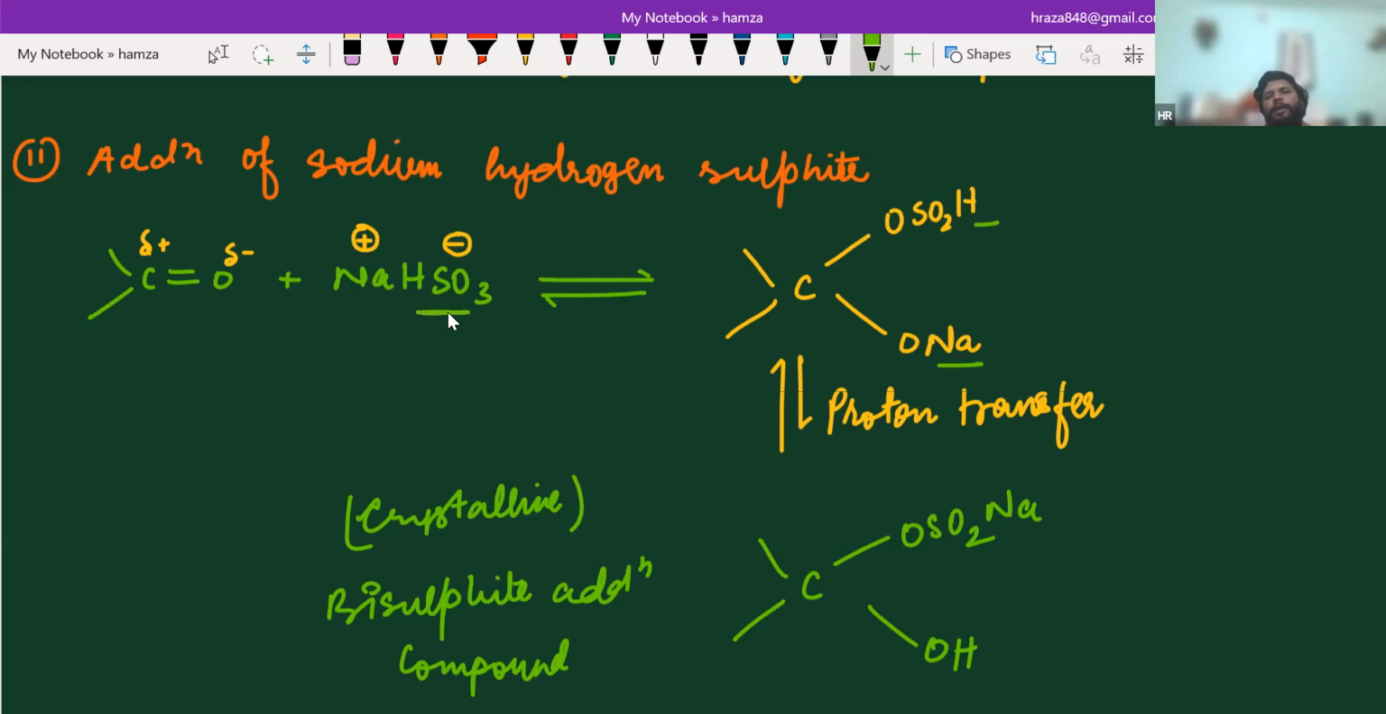Basically, what happens here is HSO3: as you know this is positive, so it will go here, and HSO3 I just wrote here. You can easily write it as HSO3 as well. So can I write HSO3 as OSO2H? Are you getting my point? I just wrote it like this and there will be proton transfer. That means H will come to sodium and sodium will come to H at the place.